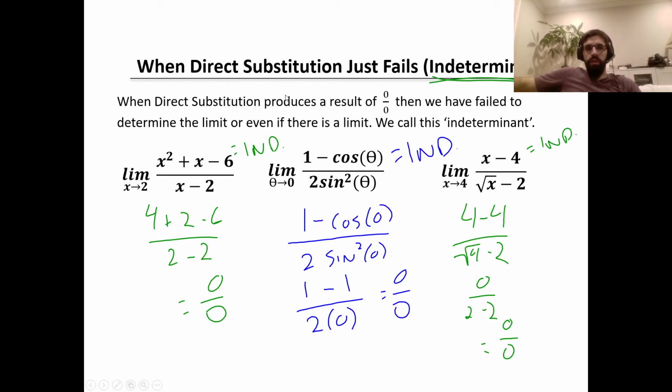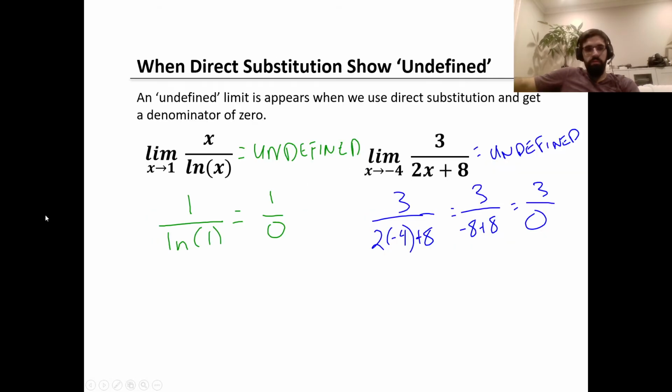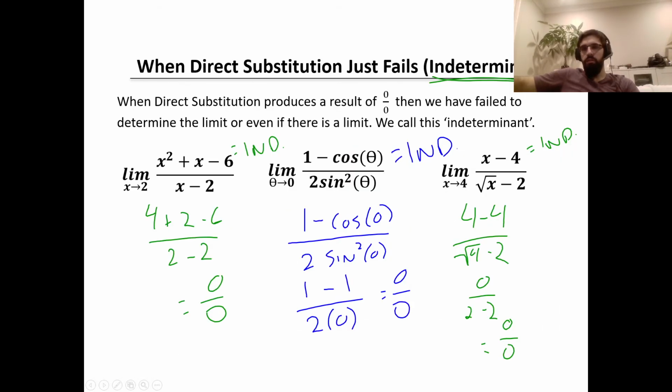So sometimes direct substitution can give us an answer where it just fails. So we've got 3 examples here. If we use direct substitution on each of them, we find an answer of 0 over 0. And that's different than before, because before we got some number that's not 0 over 0, so 1 over 0, 3 over 0. But now, in all 3 of these cases, direct substitution leaves us with 0 over 0. And so this is not undefined. This is called indeterminate.